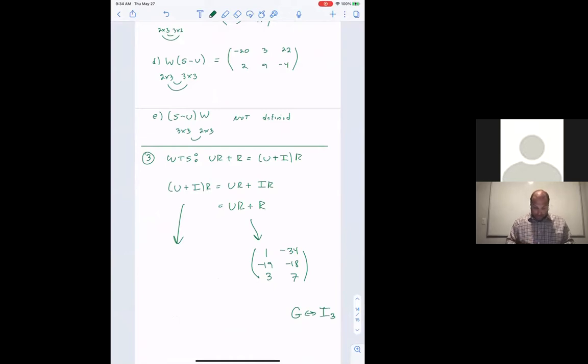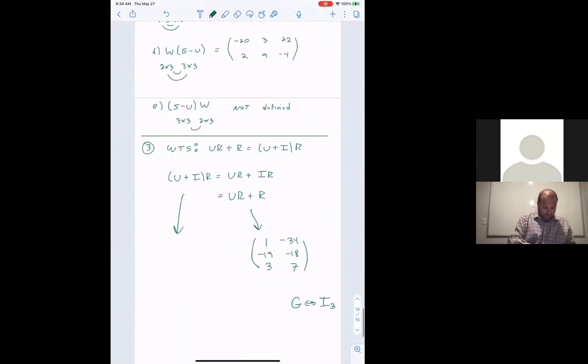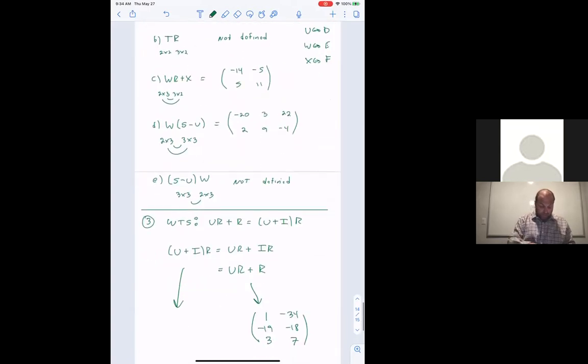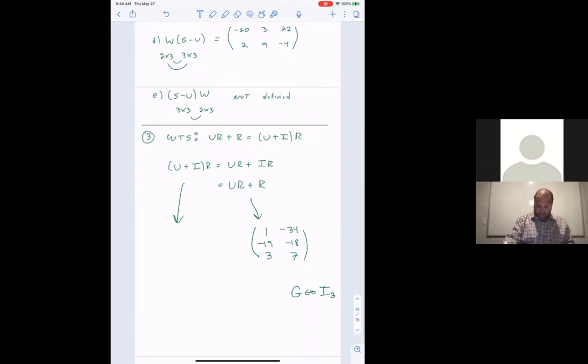Okay, and quit out. So now we're going to do U, which is D plus G, get that, and then multiply that by R, which is A. And I also get 1, -34, -918, and 37. So this is equal to that as well. So not only did I prove it mathematically, but I also verified it computationally.